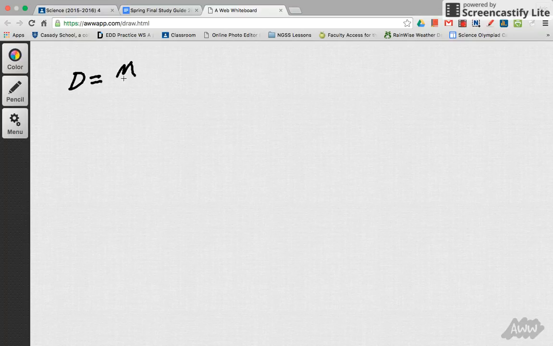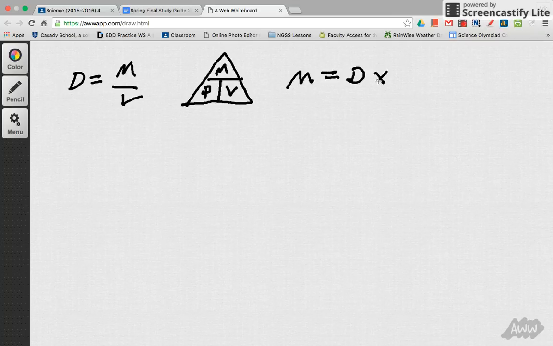And density equals mass divided by volume. When you do this one, you also probably want to include your density triangle. Density equals mass divided by volume. And then that way, if you're solving for mass, you would cover up mass. And so what it's telling us is mass equals density times volume. And if you were solving for volume, you'd cover it up, and that would tell us volume equals mass divided by density, along with this one. So that's an easy way to keep all of those different equations straight in your head.